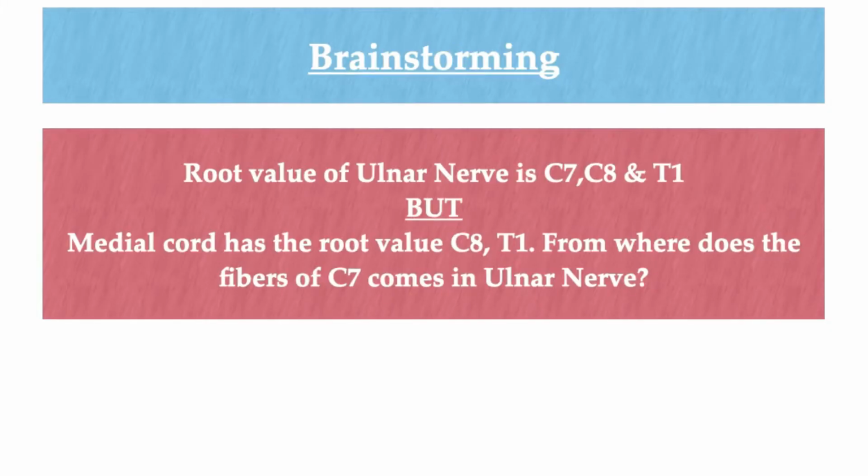Now let us have a brainstorming session. Students, the root value of ulnar nerve is C7, C8 and T1, but medial chord has the root value C8 and T1. Now ulnar nerve, being the branch of medial chord of brachial plexus, should ideally have the root value C8 and T1 only. The question arises, from where do the fibers of C7 come in the ulnar nerve?